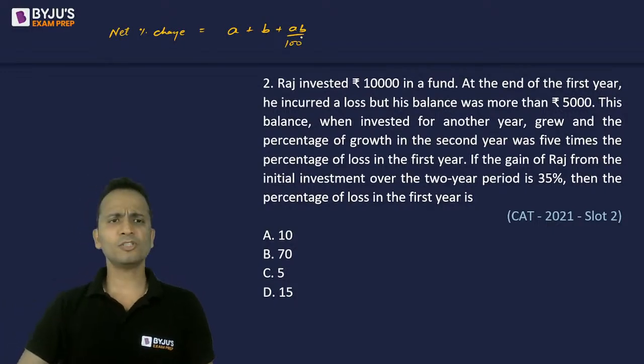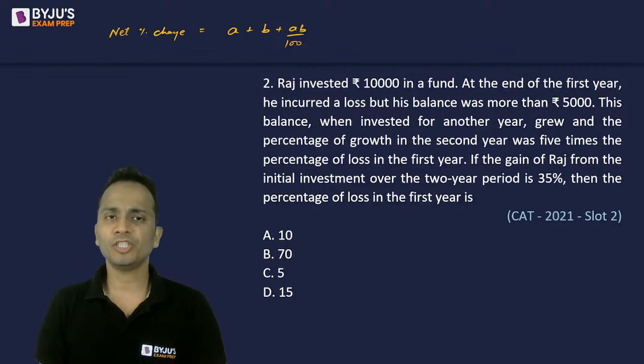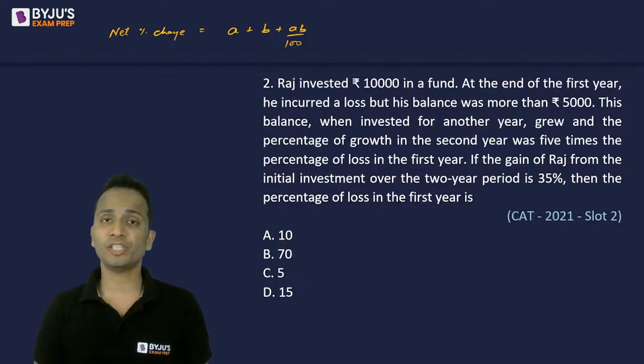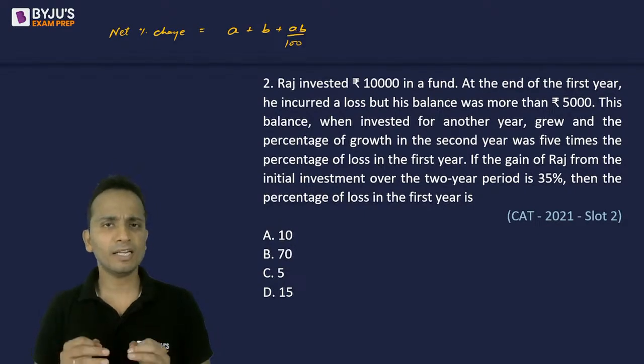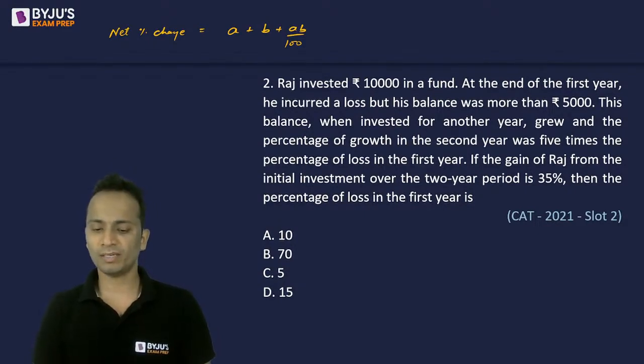Now, this formula, this rule of finding net percentage change whenever there is successive percentage change, the formula is A plus B plus AB upon 100, and it is a very useful formula. In this question, I can use this formula and get the answer in less than 30 seconds.